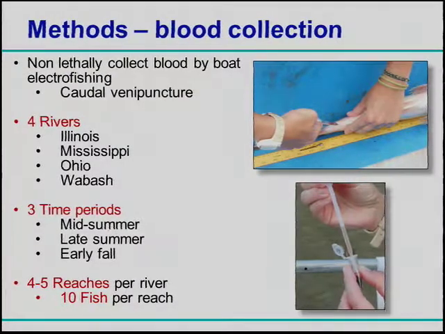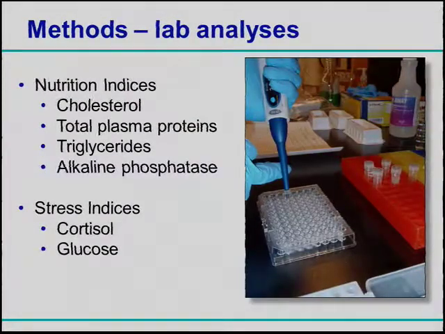And with each reach, we did about 10 different fish. Okay, so we had about 500 plus fish that we sampled over the course of the study, again to get this level of spatial and temporal variation. We got the blood, brought it back to the lab, and we ran a bunch of different indices of health and condition to quantify how the fish were doing in these different environments.